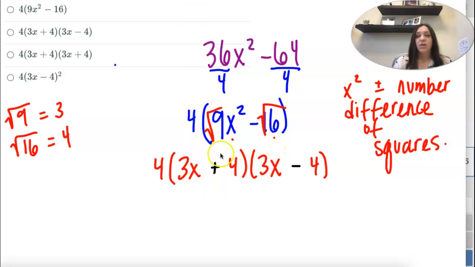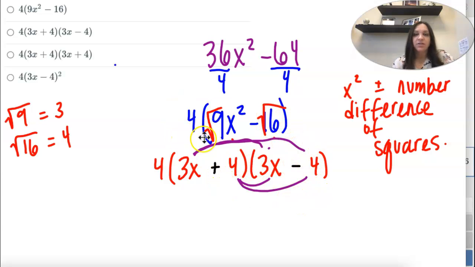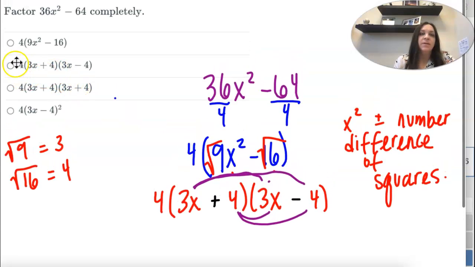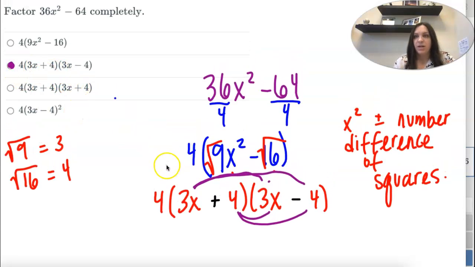Okay, and I'm not going to do that, but you can, because 3x times 3x is 9x squared. And then these two subtract, or add to 0, and then 4 times negative 4 is negative 16. All right, so our answer is 4, 3x plus 4, 3x minus 4. That's factored form.